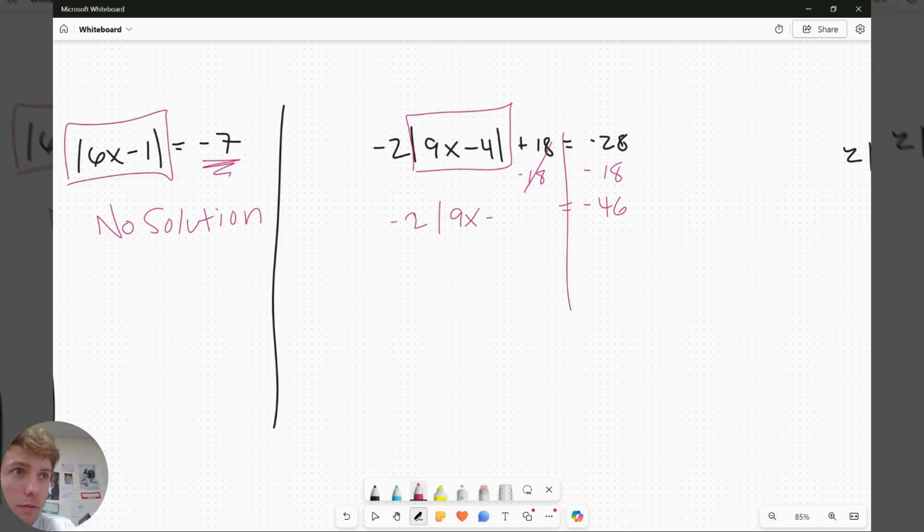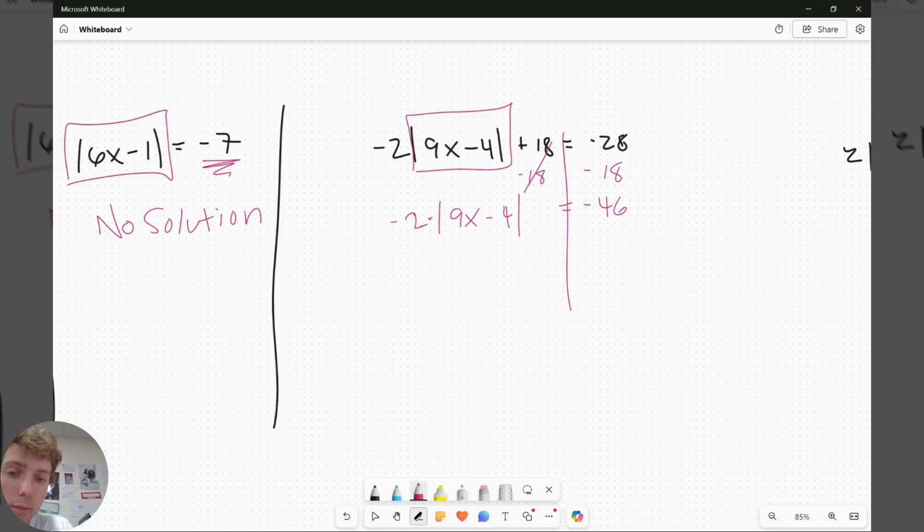But again, the absolute value is not by itself yet, so we still need to do that. Well, I have this negative 2 out front. How can we move that? Well, since the negative 2 is next to the bars, right, there's nothing in between the 2 and that bar. That means they must be multiplying together.